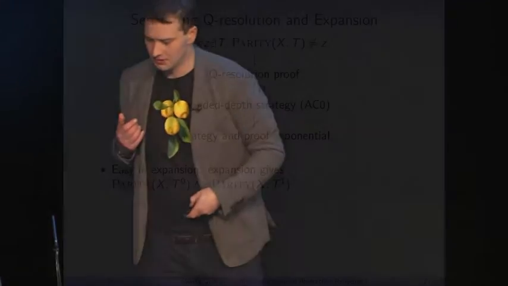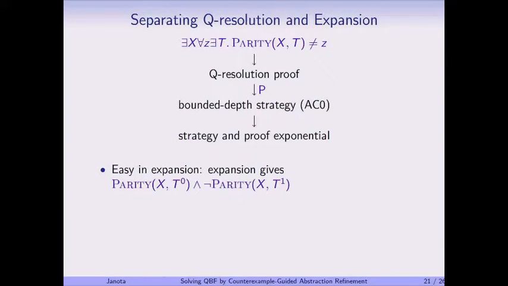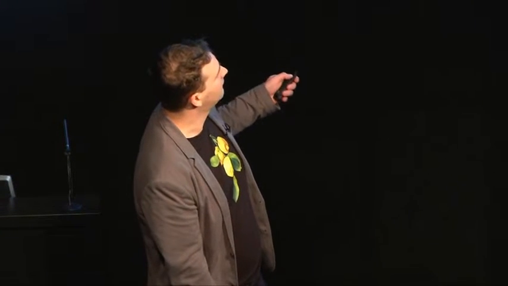Now, I should also mention that this problem is easy for expansion, and it's a little technical, so you have to trust me a little bit. Essentially, what happens is that you encode this into, let's say, CNF, and you expand the universal quantifier, and you just get a formula that says parity must be true and parity must be false at the same time, and then you need to refute it by resolution. That turns out to be quite easy.